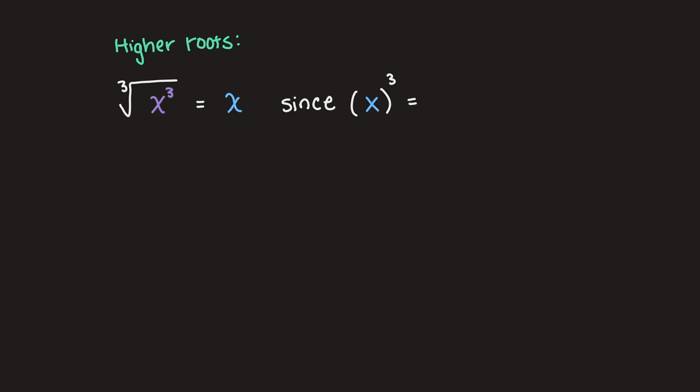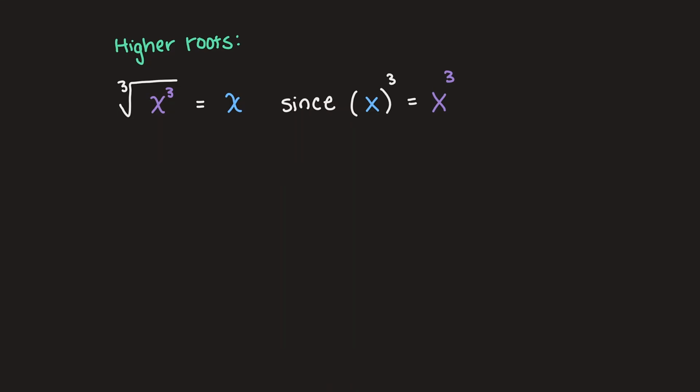We can use the same approach for higher roots. So the cube root of x to the 3rd power is x, since x raised to the 3rd power is x cubed. We also know that we can rewrite this as x to the 3 over 3, which reduces to x to the 1st power, or simply x.